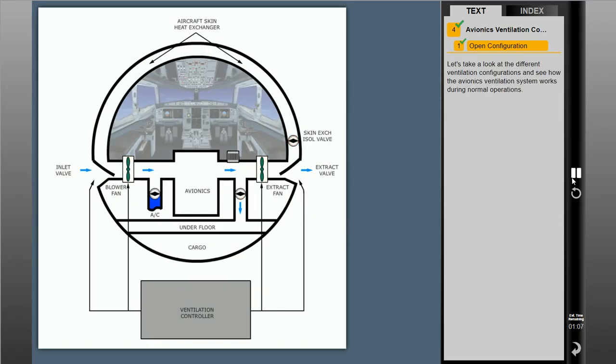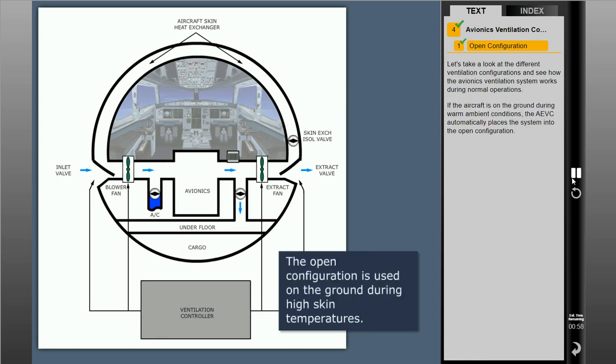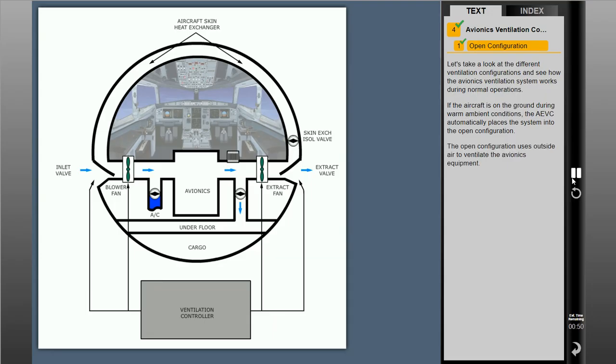Let's take a look at the different ventilation configurations and see how the avionics ventilation system works during normal operations. If the aircraft is on the ground during warm ambient conditions, the AEVC automatically places the system into the open configuration. The open configuration uses outside air to ventilate the avionics equipment.